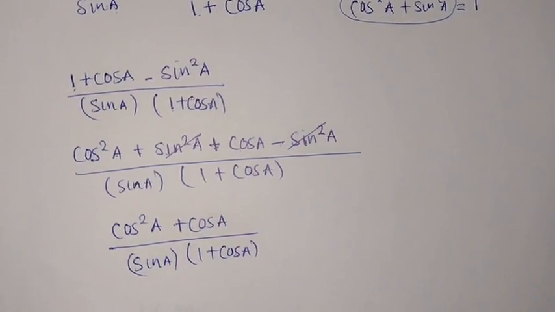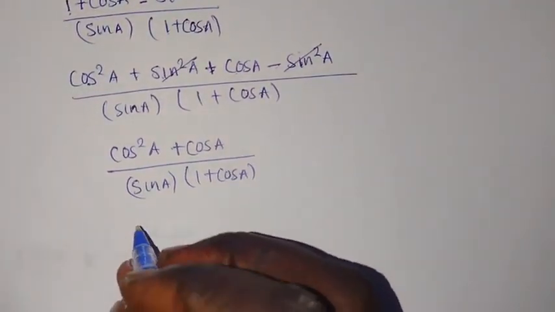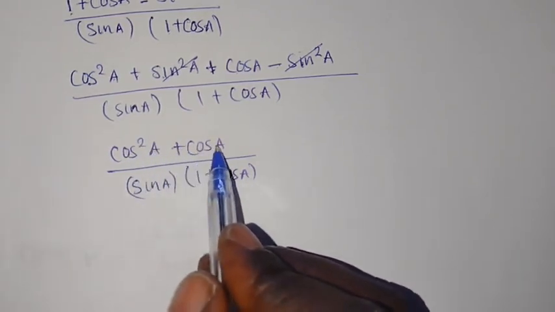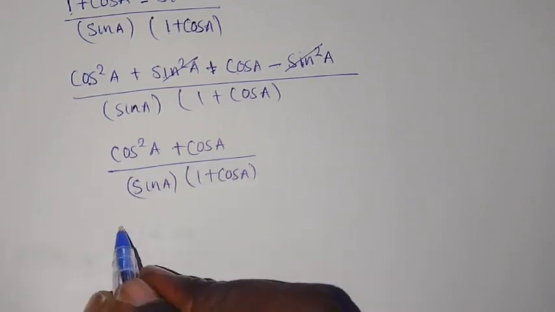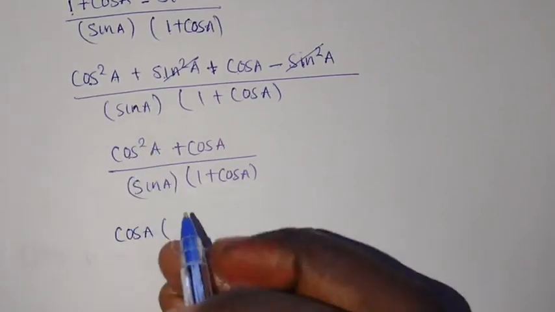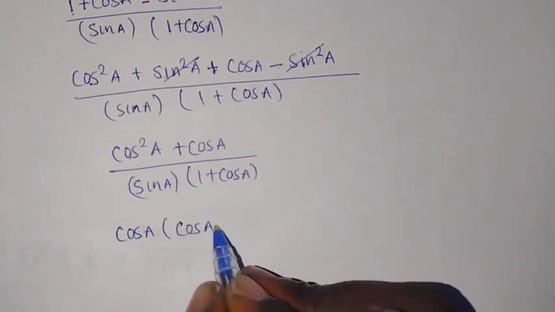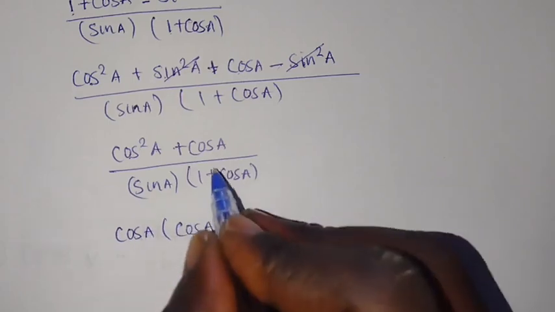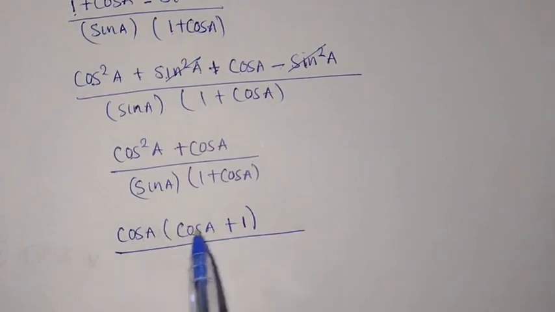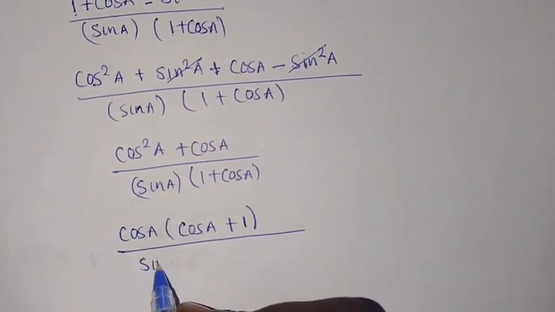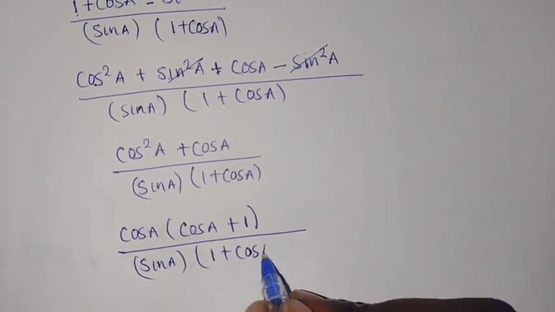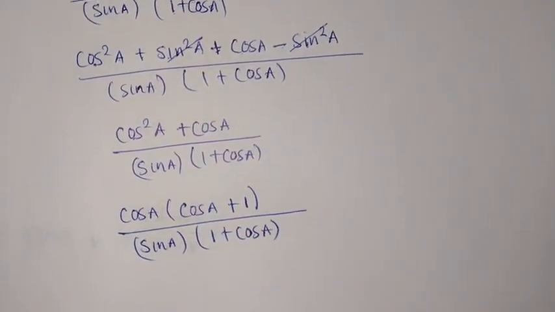Then from here, you look at the numerator, you have cos squared A plus cos A. The cos A is common, so you can factor it out. Open bracket: if you remove one cos A from cos squared A, we remain with cos A, plus cos A into cos A, it's a 1. So on top we have factorized, and we have remained with sine A, then 1 plus cos A.